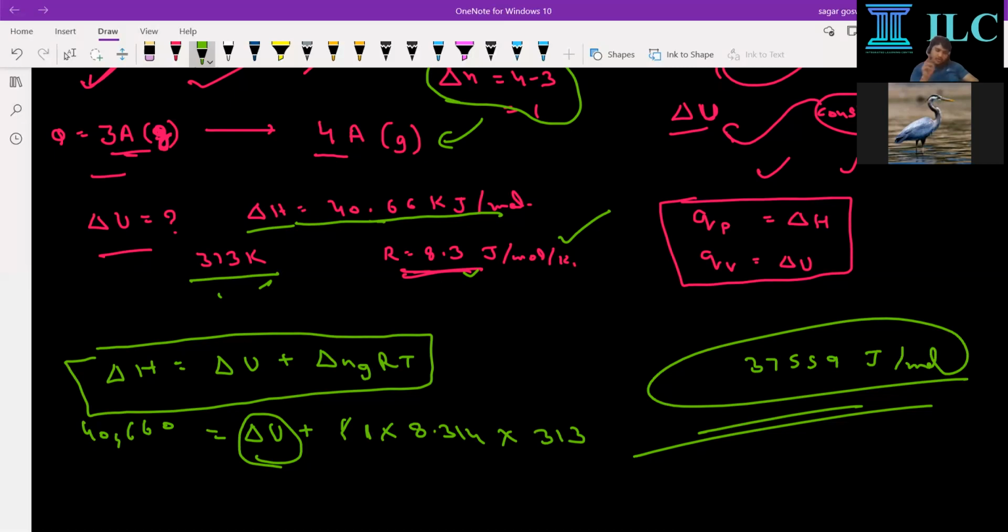For this reaction it is 1, but actually what is delta n? The change in the number of moles: total number of moles of product minus total number of moles of reactant. 4 minus 3 in this case. And what is the R? The gas constant.